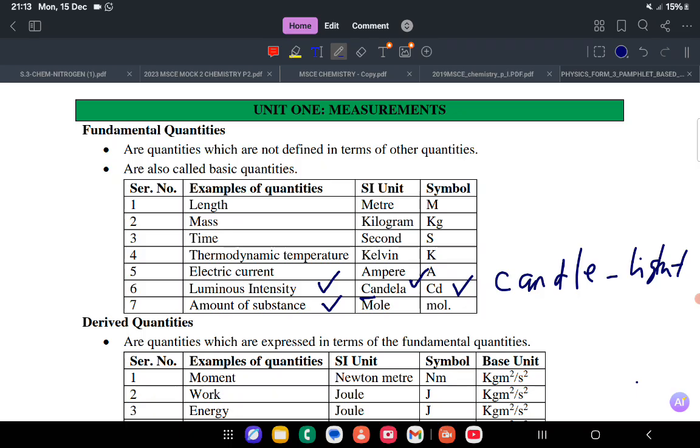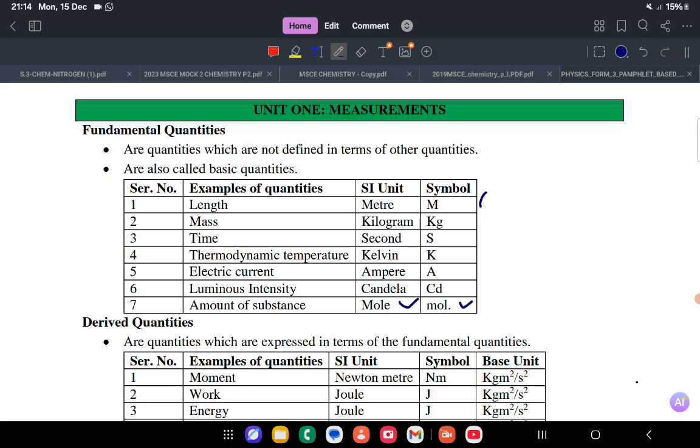And then you have amount of substance. Please don't confuse amount of substance with mass. These are not the same. They are different. All right, and the amount of substance is used mostly in chemistry. So if you take chemistry, the term mole is the unit of amount of a substance, mole. All right, in short, it's just M-O-L.